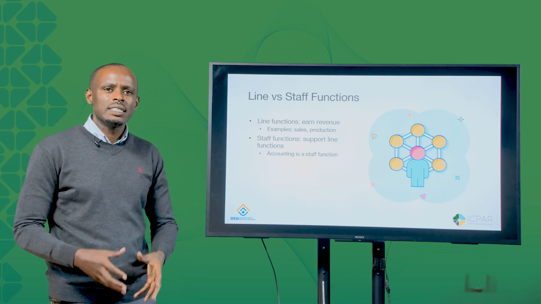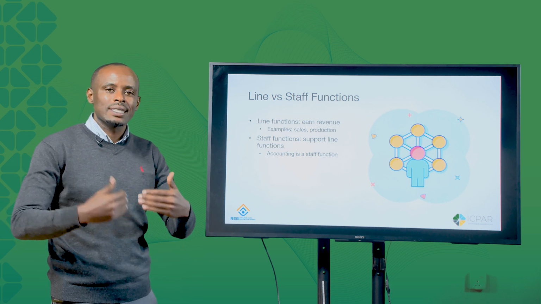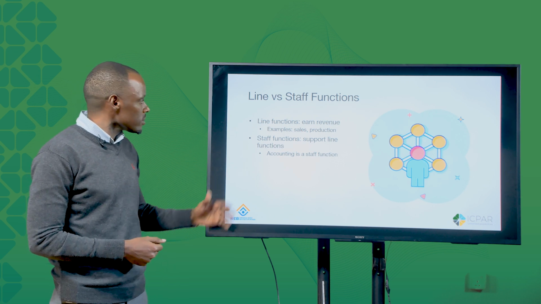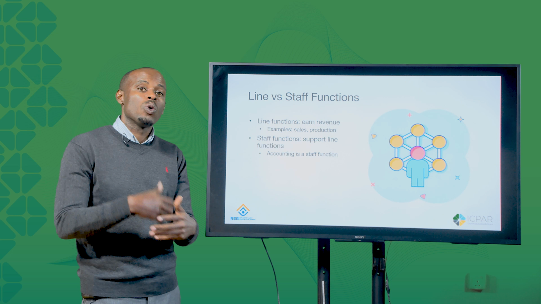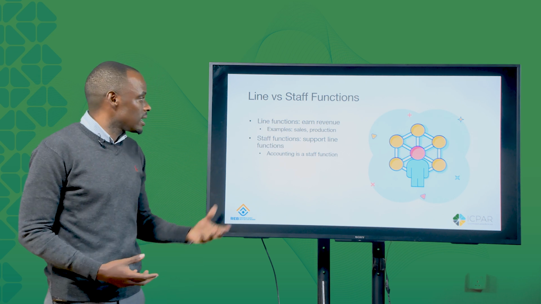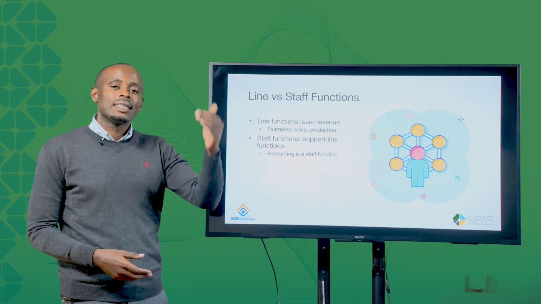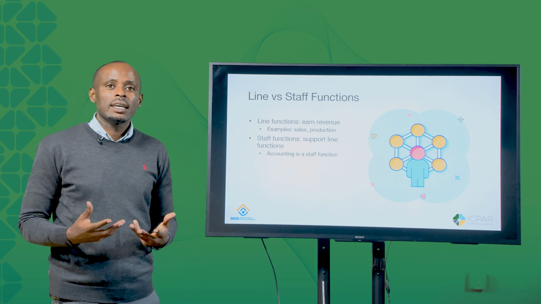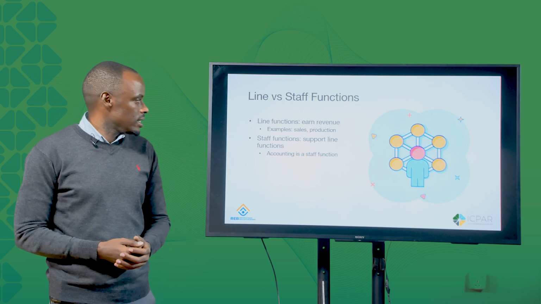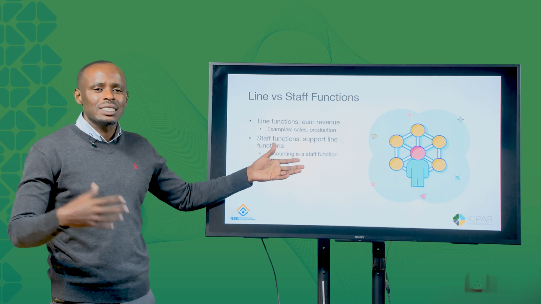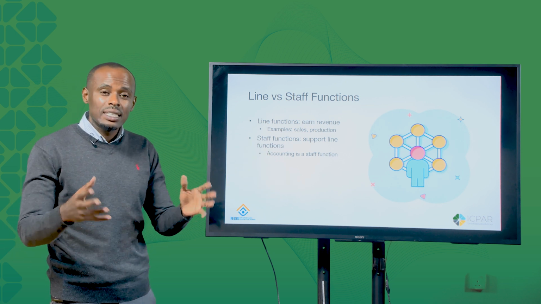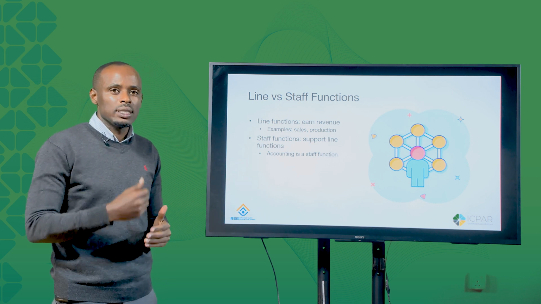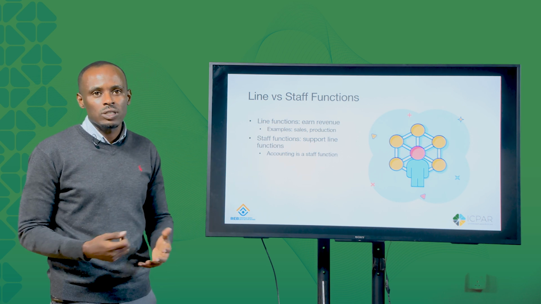People who are involved in the actual production or sales of their products are called line functions. Staff functions, who are also called support functions, are people who support the core functions to deliver their activities. These may include people in accounting, internal audit, IT, and other staff that support the line functions to deliver the services that a company delivers to its customers.